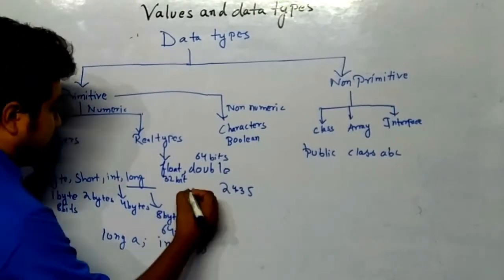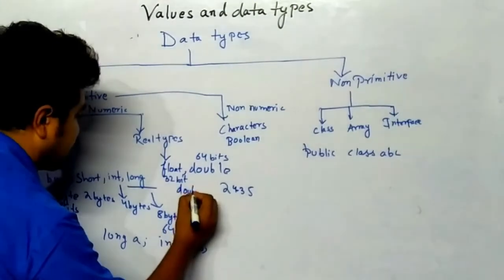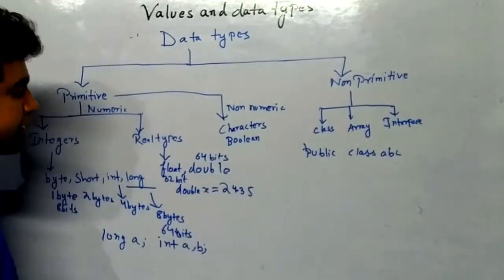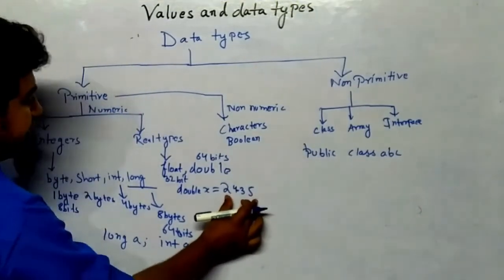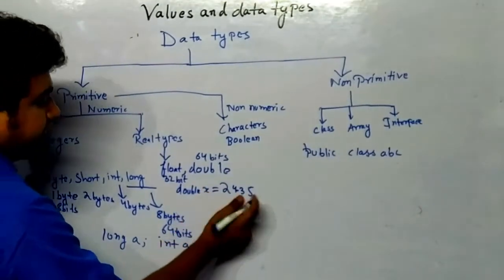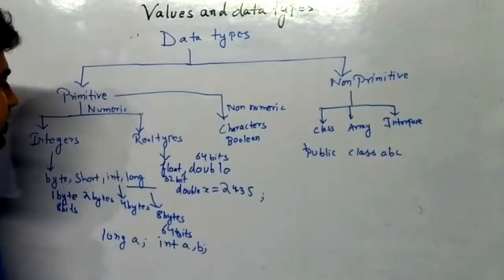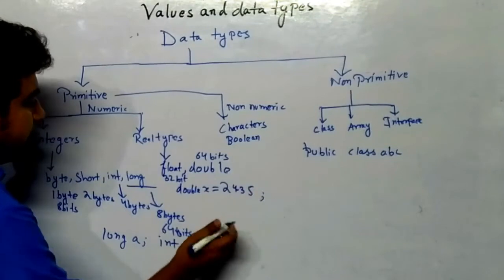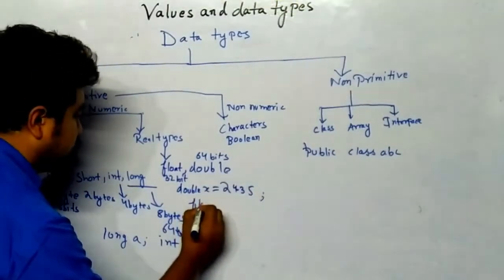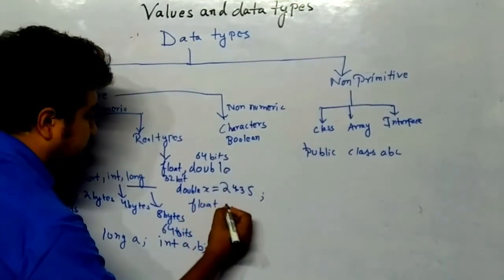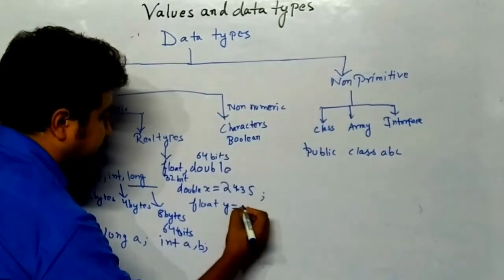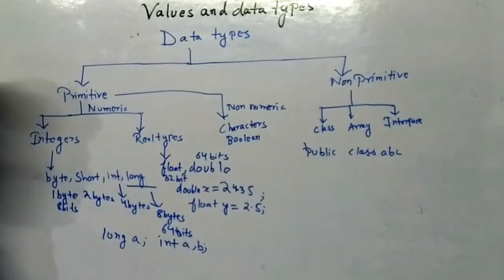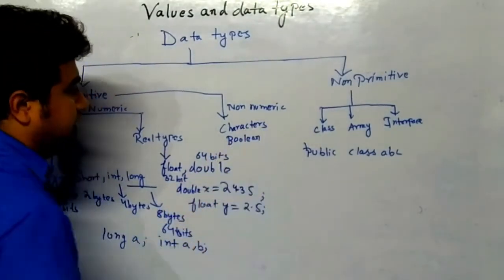So you can choose double here, double of x. Then you have to use the equal to operator as assignment. Assignment means that this value will be stored in the x variable, and then you have to put a semicolon here. So this is one example of initializing one variable of type double. If you want to initialize of type float, then float of y is equal to, you can write here 2.5.